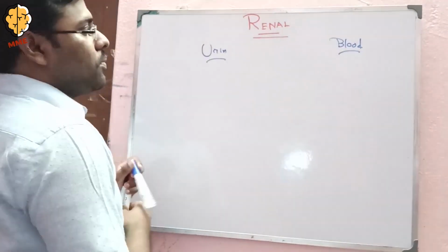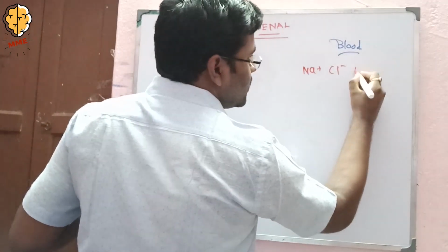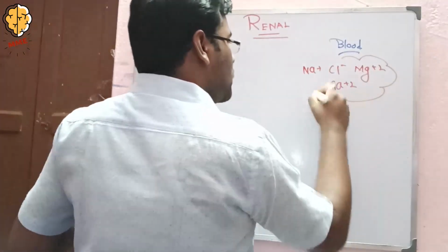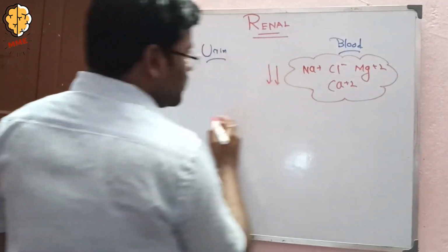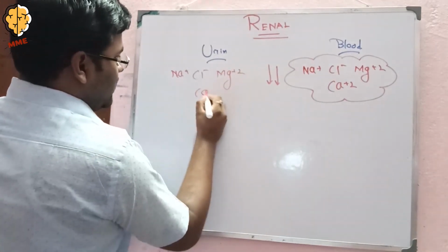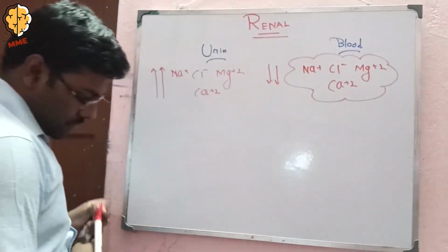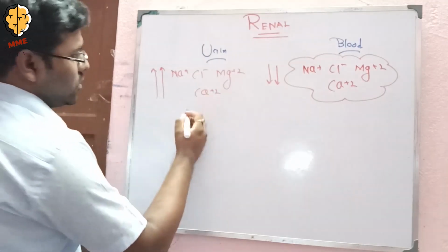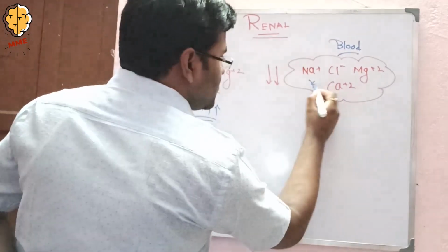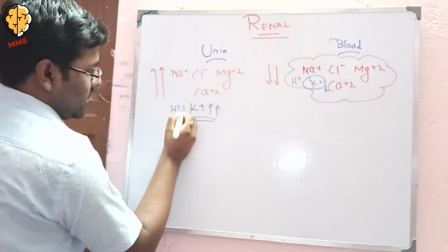What ions are present in the blood at normal times? Sodium, chloride, magnesium and calcium. With furosemide they are less in the blood, and sodium, chloride, magnesium and calcium are high in the urine. Also potassium is high in the urine and less in the blood. Similarly, H plus is high in the urine and less in the blood.